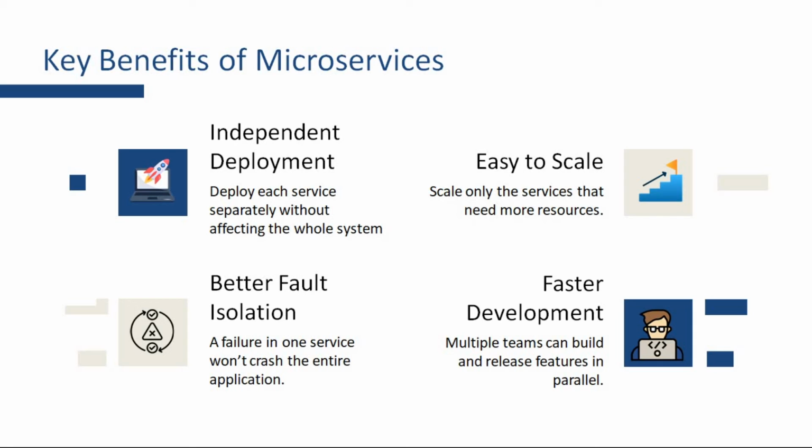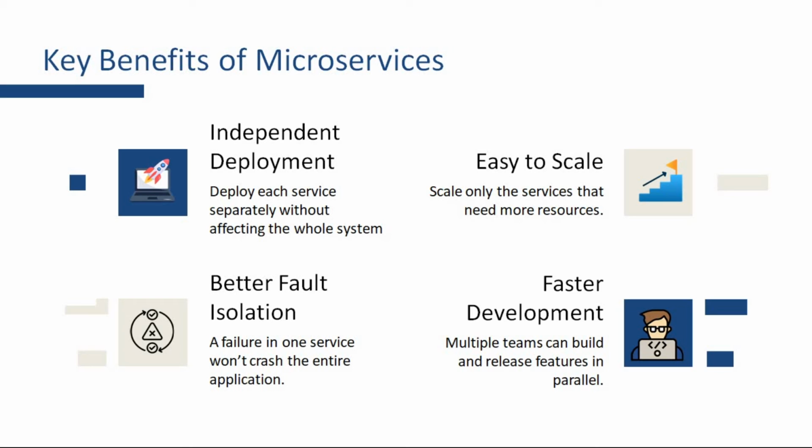Second, easy to scale. Microservices let you scale only the components that need more resources. For instance, if your product service experiences heavy traffic, you can scale just that service, saving infrastructure costs and improving performance. Third, better fault isolation. If one service fails, it doesn't bring down the entire application. Other services continue to run, making the overall system more stable and resilient.